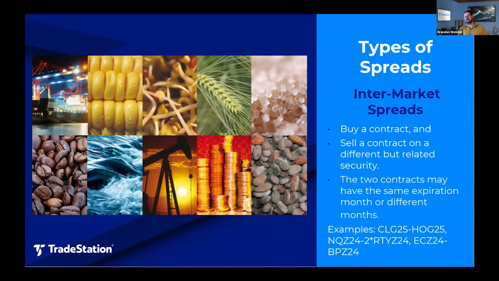So we could do gold versus silver. Perhaps we do the April gold, GCJ 25, and the May silver, SIK 25. Gold and silver have a relationship. They're both precious metals, and they don't have to have the same months. We can do, as I showed you, crude oil versus heating oil, the raw product versus refined. That's both the same month, February 2025.